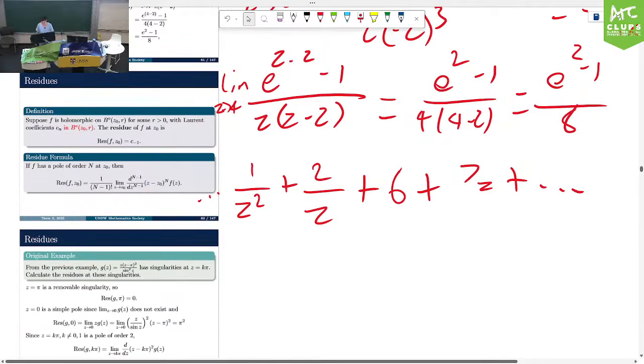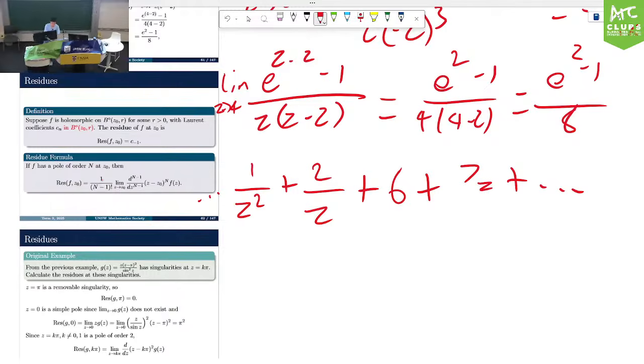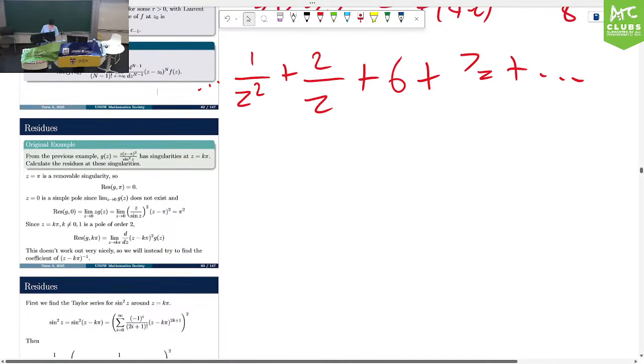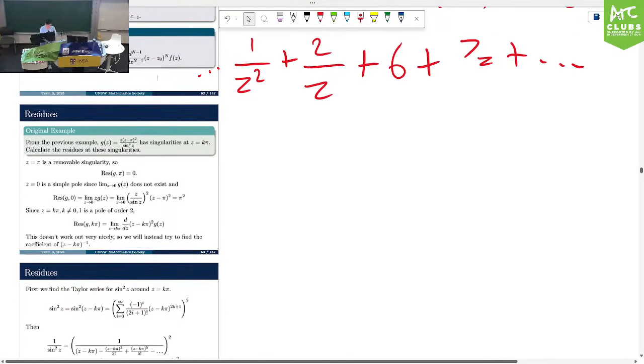That's the easiest way, though it will depend on the question. The other way to define the residue is this scary looking formula, which is, if you have a pole of order n, it's basically just this essentially. So if n is 1, the diffing part doesn't really count. But if n is 10, you're gonna have to diff this 10 times, which is kind of crazy.